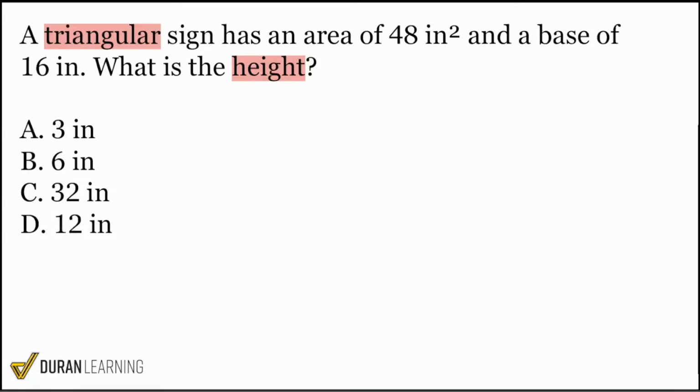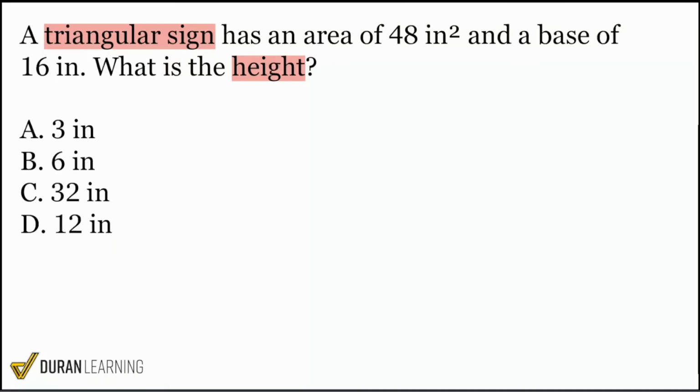And it says triangular sign. Okay, cool. Now, are we dealing with Pythagorean theorem? Are we dealing with area, perimeter? What are we dealing with? And we see here that it says area. Right there, clearly it says area. So this triangle has a certain area, and they give you the base. We're looking for the height. Now it makes a little more sense.